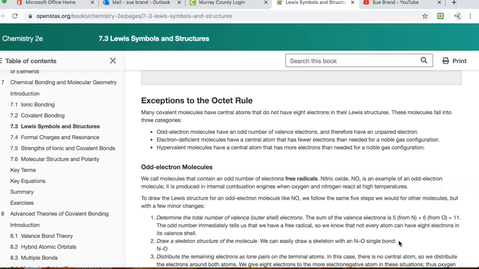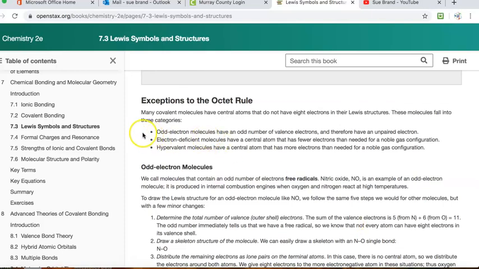Okay, so exceptions to the octet rule. In many Lewis structures, the elements do not have 8 valence electrons, and we're talking about, of course, the central atoms. Terminal atoms have to have 8 electrons around them, shared in valence. But you have some exceptions to the octet rule.